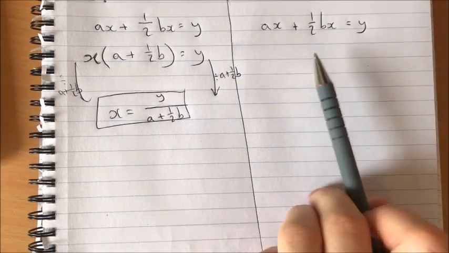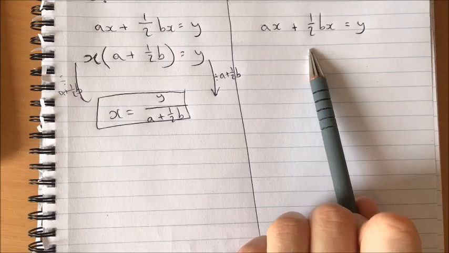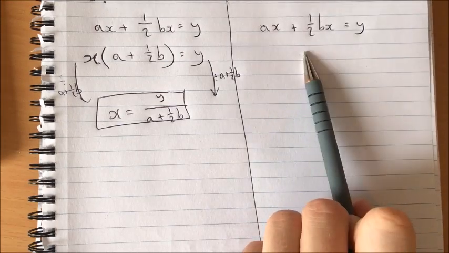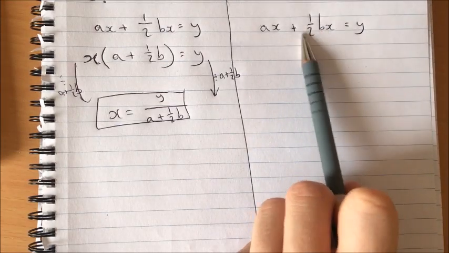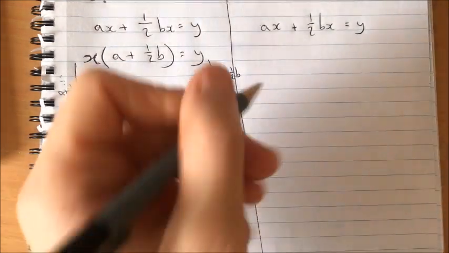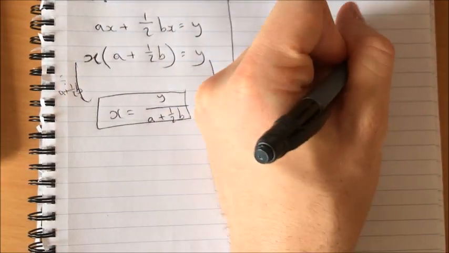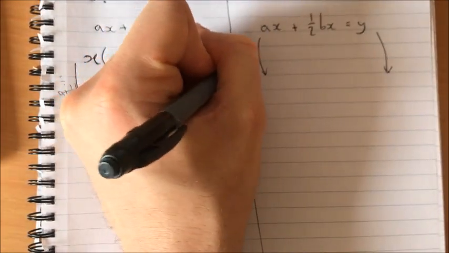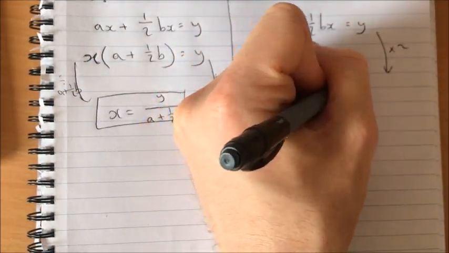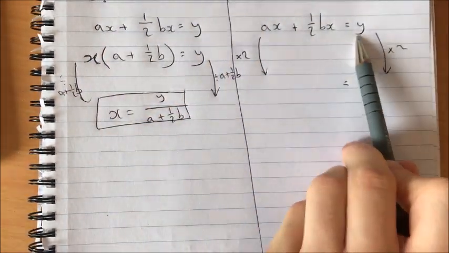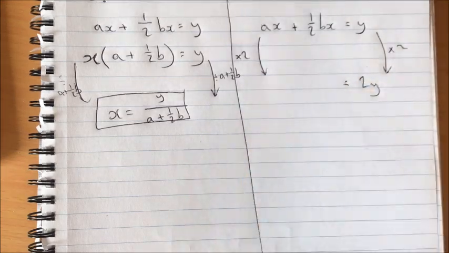Some people might look at this and think, that fraction looks a bit messy, so they might want to multiply both sides by 2. To get rid of a half, I double it. I'm doing the opposite of halving a number, I'm doubling it. If I multiply both sides by 2, my right-hand side would be easy. 2 lots of y is just 2y.